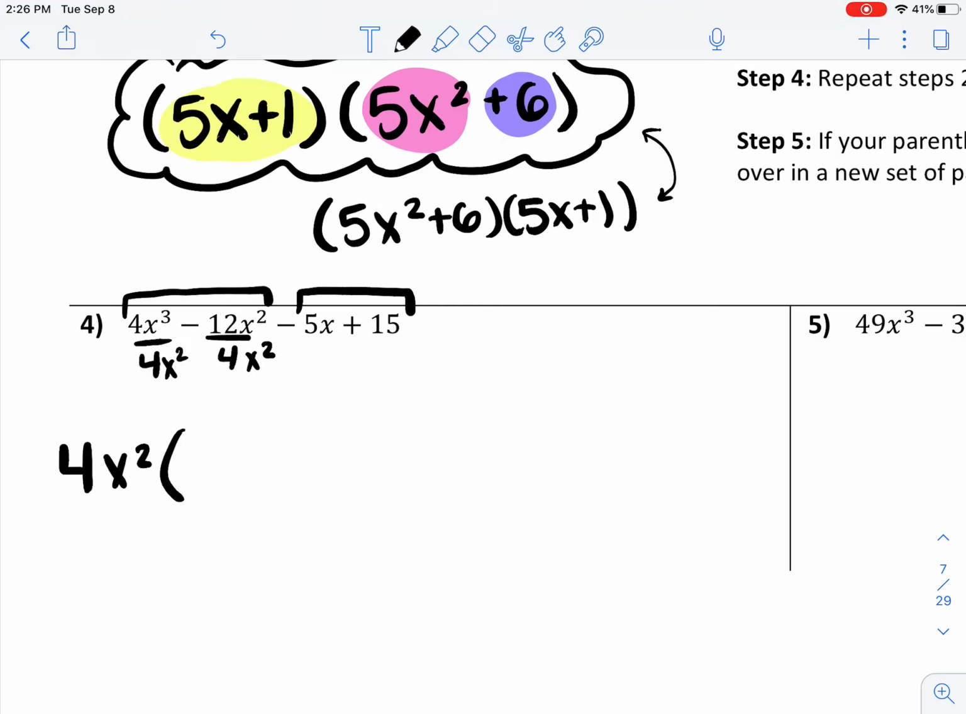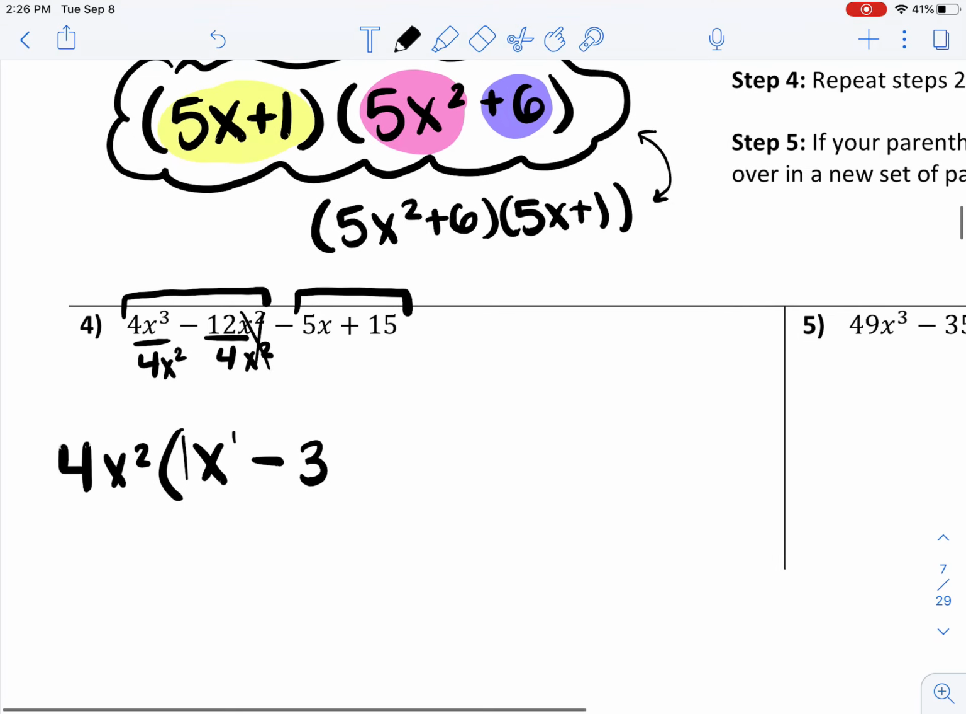So I will divide by that. So 4x cubed divided by 4x squared is just x, or 1x, or 1x to the first, if you want those imaginary ones. Minus 12 divided by 4 is 3. And the x squareds cancel out because it's the exact same thing divided by itself. So x squared divided by x squared is just a 1. And we don't need to put the 1 because I already have a 3 there. Okay, great. Group 1's done.